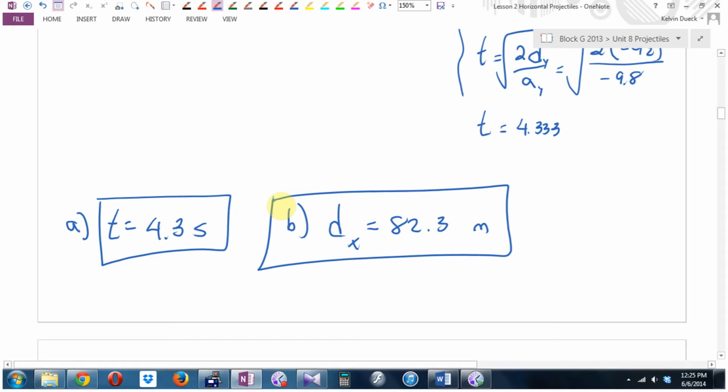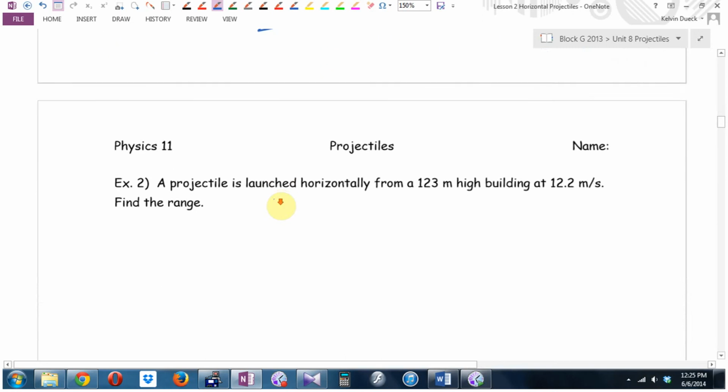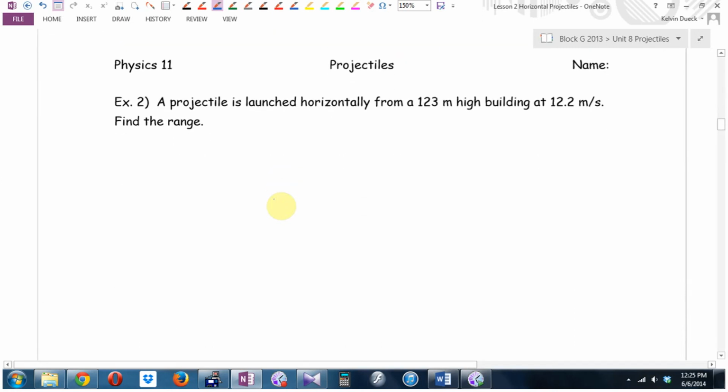So, last day we did off a cliff vertical. Today we're doing off a cliff horizontal. Turn the page. Now, probably, though, I wouldn't walk you through step A and step B. I might just say, here's the projectile. Tell me the range.